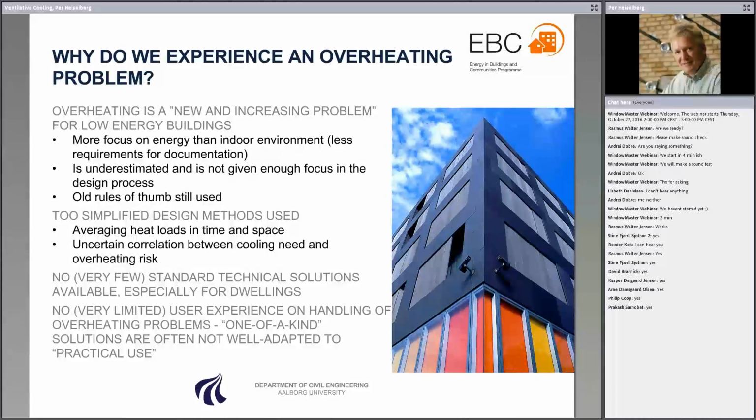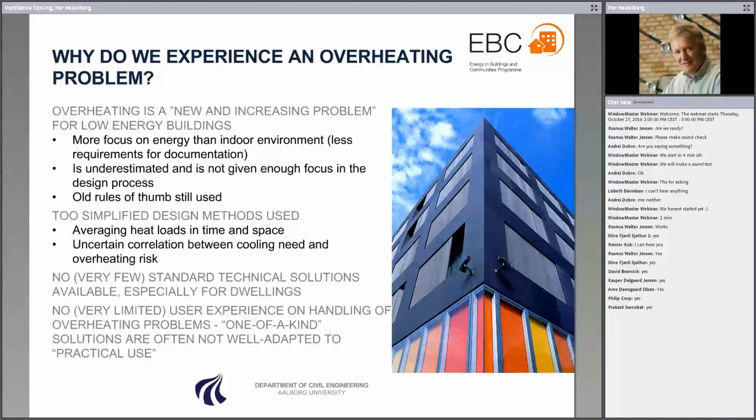First, why do we see an increased interest in ventilative cooling? It's mainly because we can see that overheating is becoming a larger problem in buildings, especially in new low-energy buildings, but actually also in connection to renovations. We have in these years a lot of focus on decreasing the energy use, and in many, especially North European countries, we are not so used to focus on cooling, so it's often underestimated in the design process.